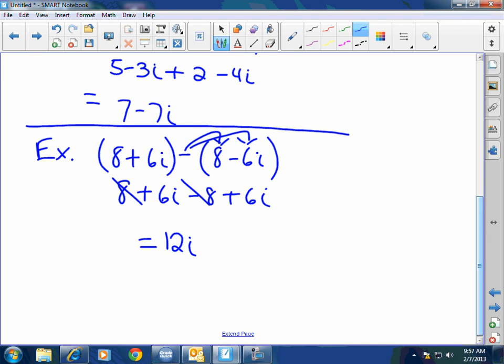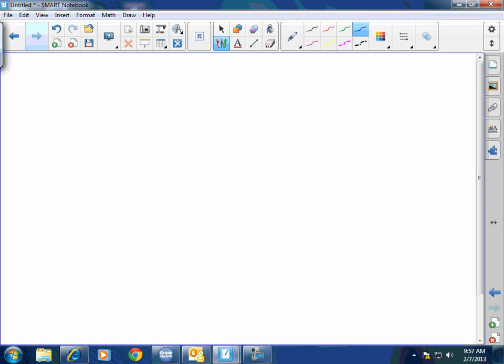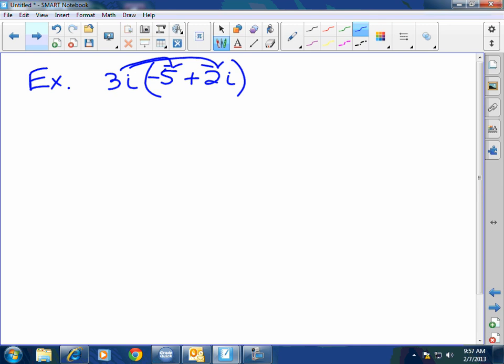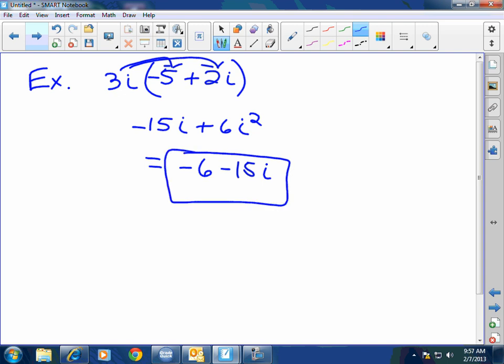Okay. Now we're going to talk about multiplying and dividing. Well, first multiplying. What if I give you something like this? 3i times negative 5 plus 2i. Again, don't let the i's scare you. Pretend that those i's are simply variables. How would I multiply this if instead of an i, it was an x? You're going to distribute. So it's going to be negative 15i plus 6i squared. Now, here's the key. What does i squared equal? Negative 1. So this answer would really be negative 6 minus 15i. You always want to write this in the complex number format, where it's the real number and then the imaginary number.